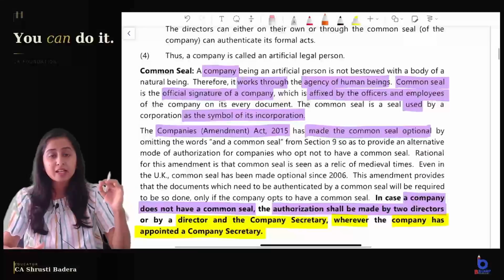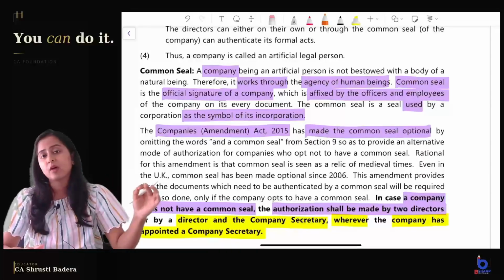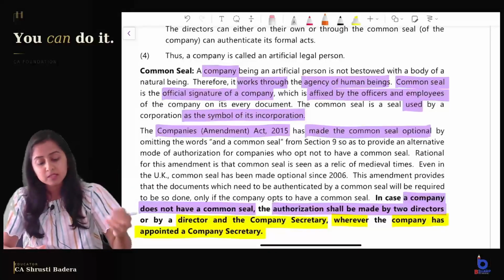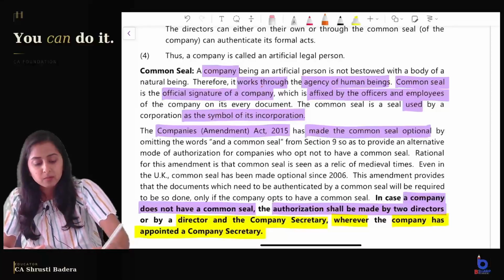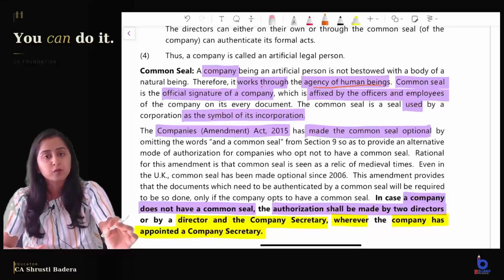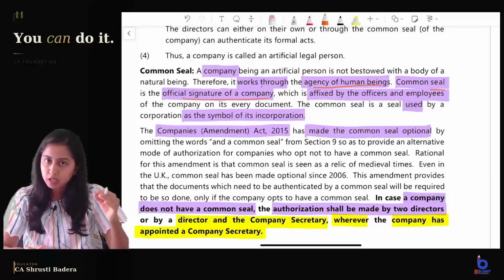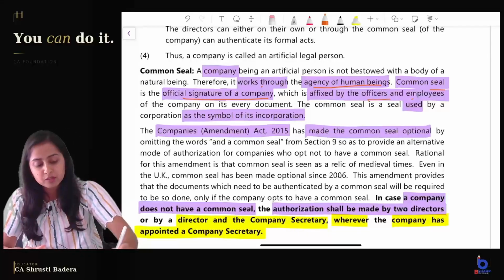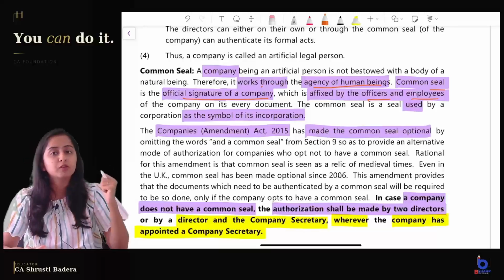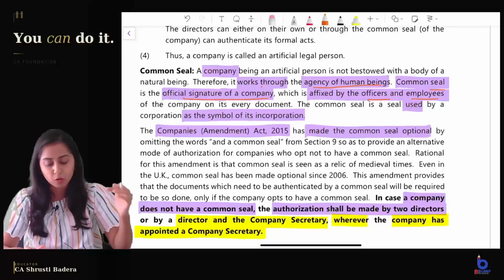Coming to the last feature, common seal. Is it compulsory to have a common seal? No. What is a common seal? Because a company is an artificial legal person, it has to act through the agency of human beings, and that is why the common seal acts as an official signature of the company, which the employees and officers will use as a symbol of incorporation of the company on every document.